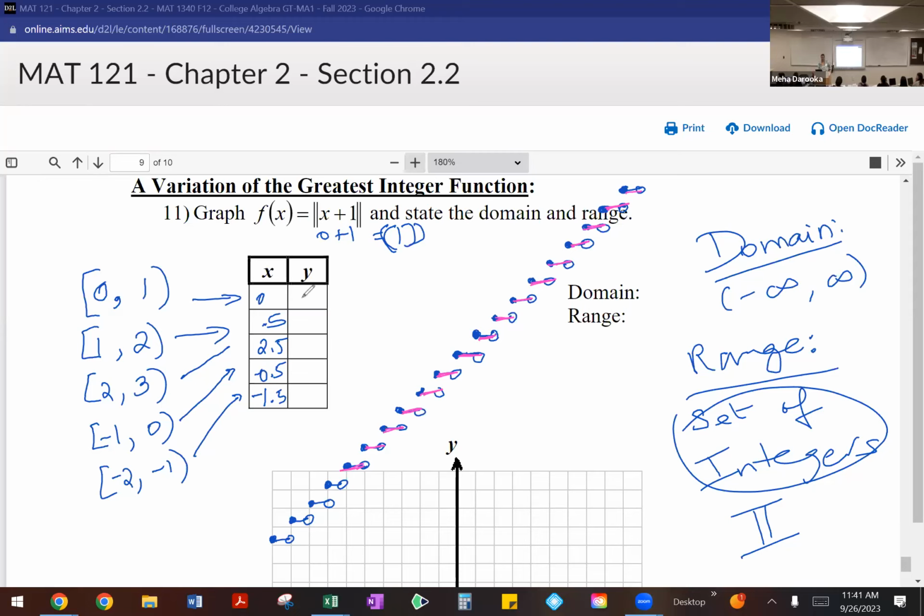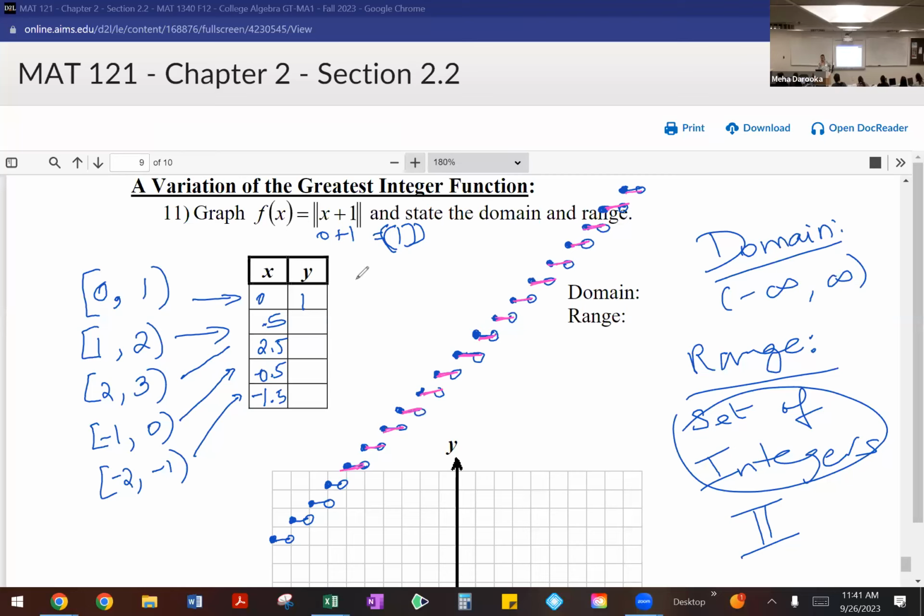1. Because we added 0 plus 1, right? 0 was our X value. We added 0 plus 1, which made it 1. So by definition, less than or equal to whatever is inside the greatest integer symbol. So in this case, that would be 1.